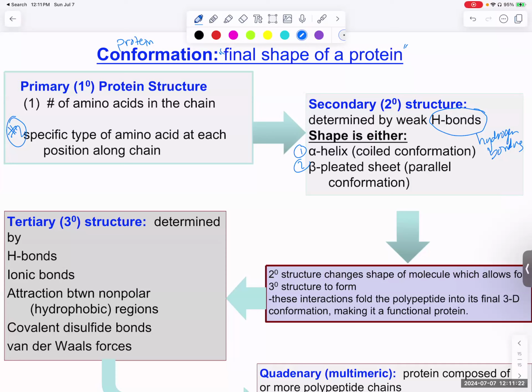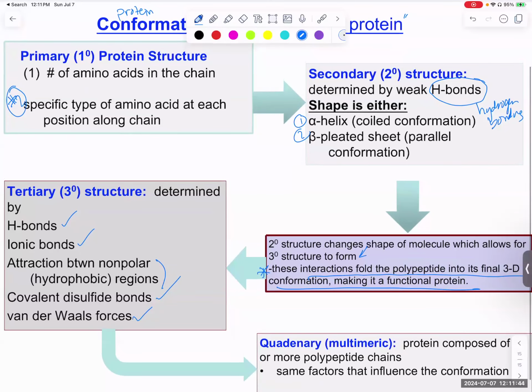Then the secondary structure allows the tertiary structure to form, and this is going to be due to the interactions of the R groups or side chains, and it can be hydrogen bonding, ionic bonding, attractions, covalent disulfide bonds, van der Waals forces. And then if there is more than one chain of proteins together, you can have a quaternary or multimeric protein structure form. And that's it.